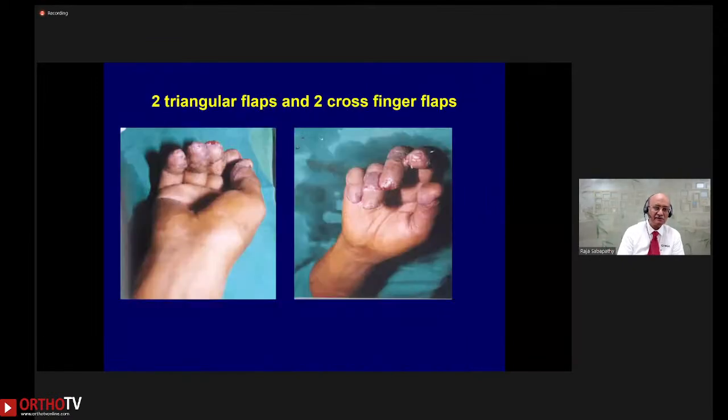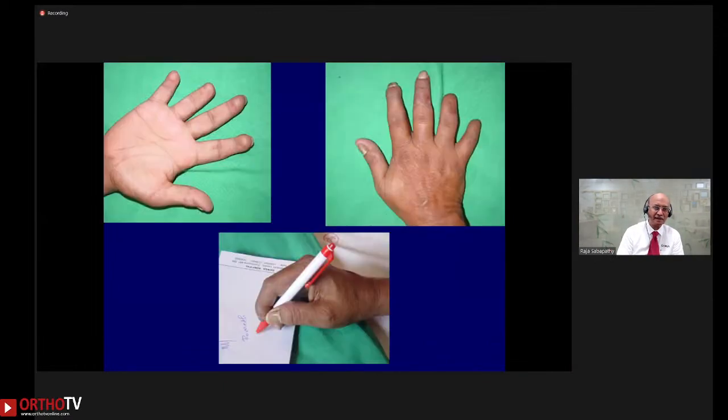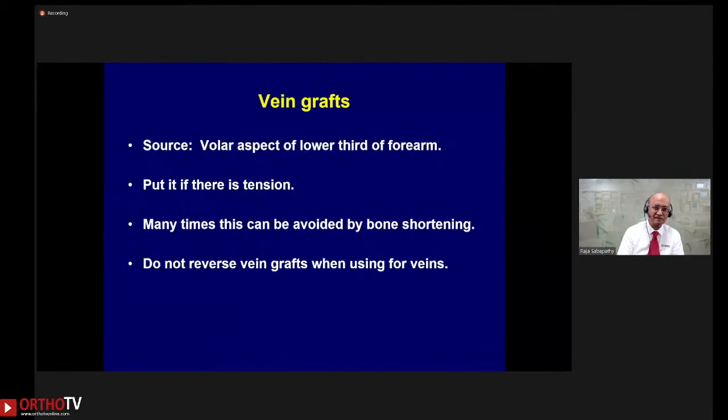So for example, here we have done two triangular flaps and two cross finger flaps, and then we did the replant. So here the whole thing becomes nicer. I think that's the way to do it. So do the replant finger last, and once you do the replant, finish it, and then put the plaster.